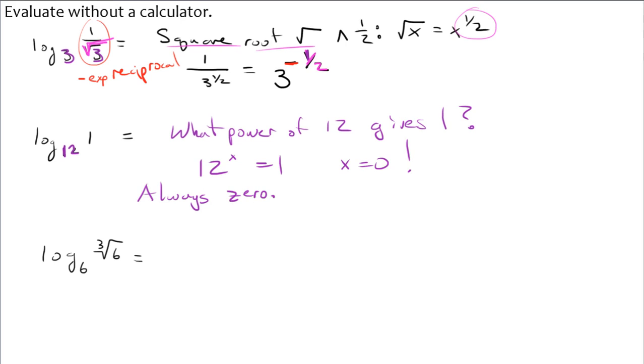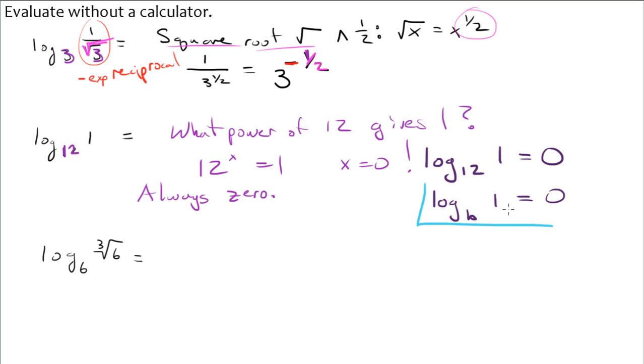So I'm going to write it. I'm going to grab a different color, nice big marker. This is log base 12 of 1 is equal to 0. And as a matter of fact, the log base b of 1 is equal to 0. And let's get a nice bright color. Box that. Add some stars. That's a nice important identity to remember.